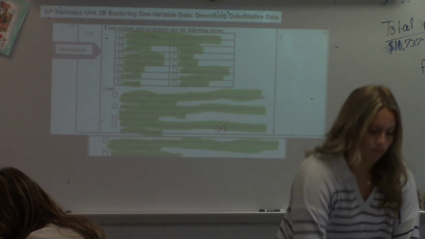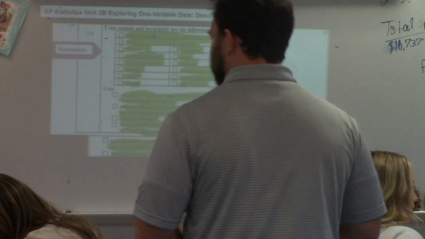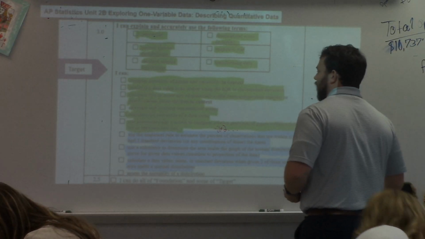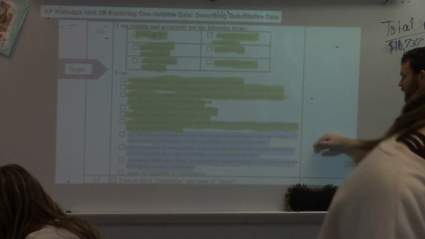Well, we've been on this unit for day 11 now, which on a period system is the equivalent of 22 days. That's a lot on this unit. We got to get going. What we're still working on a little bit is empirical rule and using z-scores to find area under the curve.